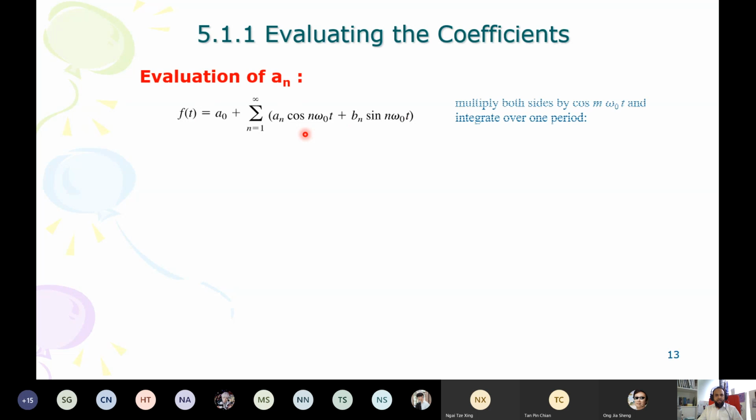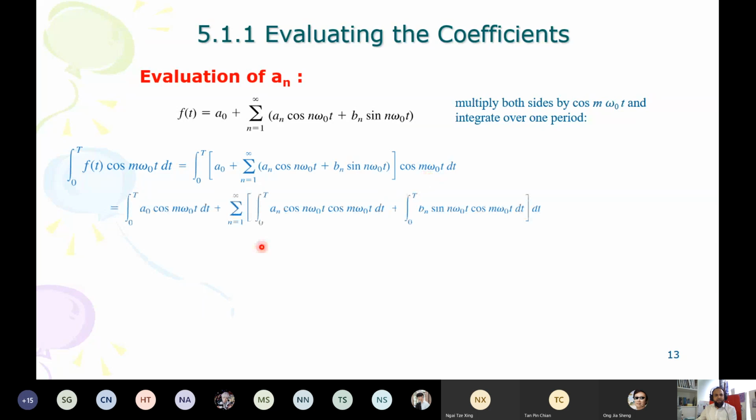They did it in a way that we multiply both sides by cos m omega naught t and integrate over one period. So we are multiplying cos m omega naught t here, here, and here. It looks like this: cos m omega naught t, and expanding, this comes here, this comes here, and this comes here, all together.